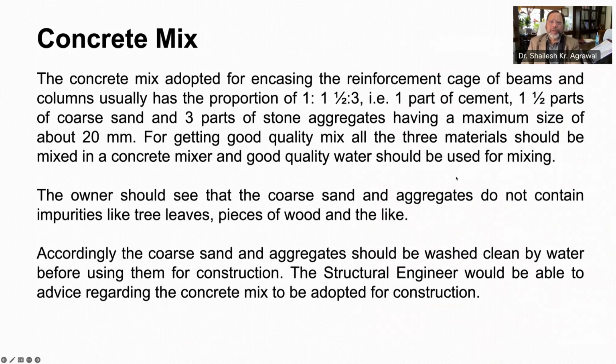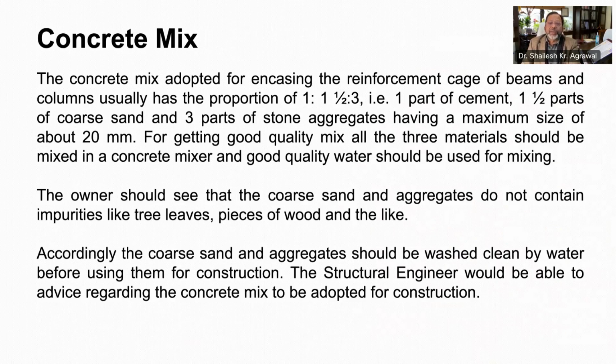Another very important aspect of RCC frame construction is your concrete mix. The concrete mix adopted for encasing the reinforcement cage of beams, columns usually has the proportion 1:1.5:3, where 1 is the part of cement, 1.5 is part of coarse sand, and 3 parts of stone aggregates having nominal size of 20 mm or down.